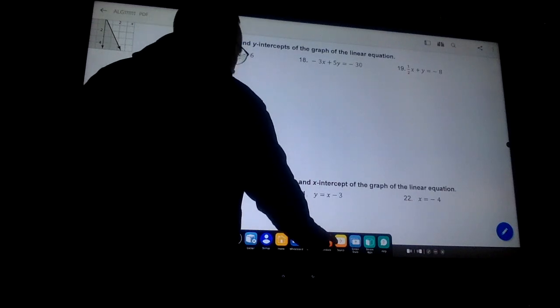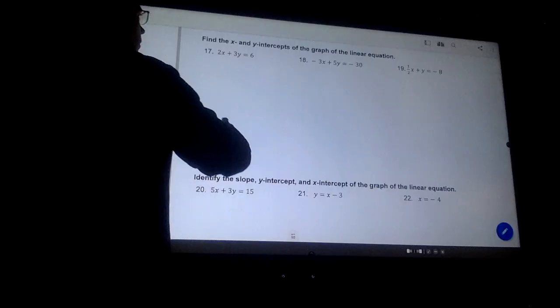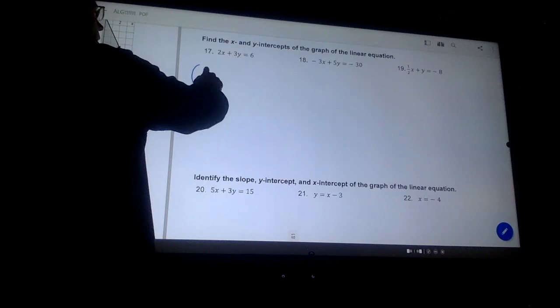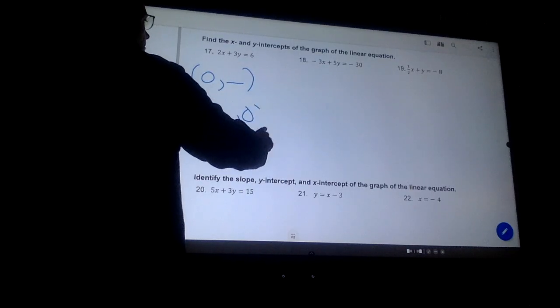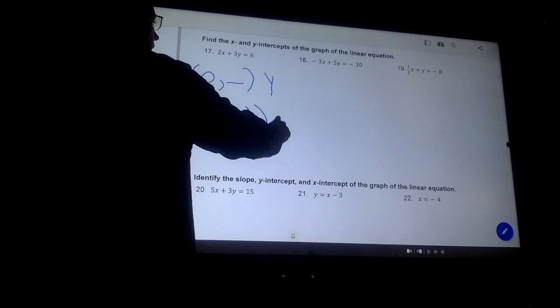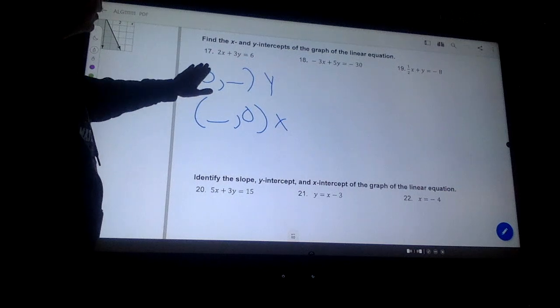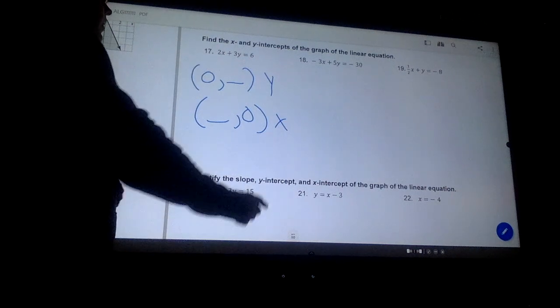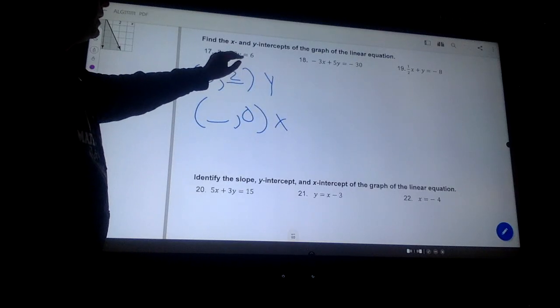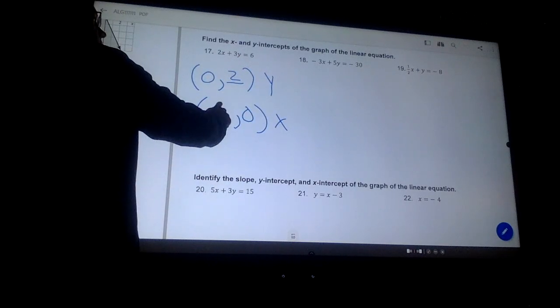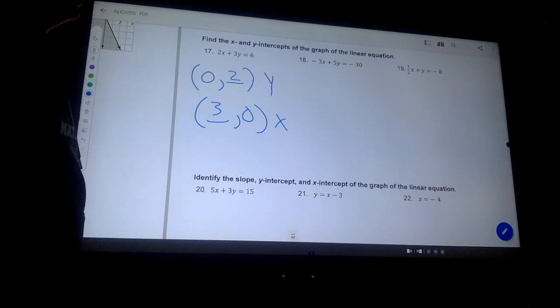For number 17, we want to find the x-intercepts. So 0, blank, blank, 0. So this is the y-intercept, this is the x-intercept. So 3 times what gives me 6? Y-intercept's that. That's the y value. 3 times what gives me 6? Or 2 times 3. That's your x-intercept.